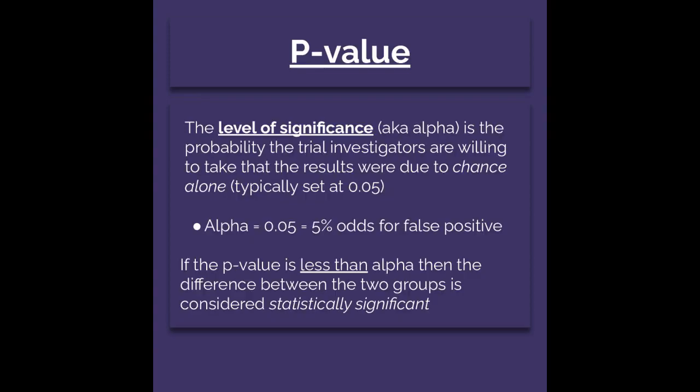But what do we do with p-value, and how do we assess and interpret it? The p-value must be interpreted relative to the level of significance, aka alpha. Alpha is the chance that the investigators are willing to take that the observed results were due to chance alone, and this is typically set at 5%. If the p-value is less than alpha, then the outcome or result is considered statistically significant because the probability that the result was due to chance alone is less than the accepted risk.